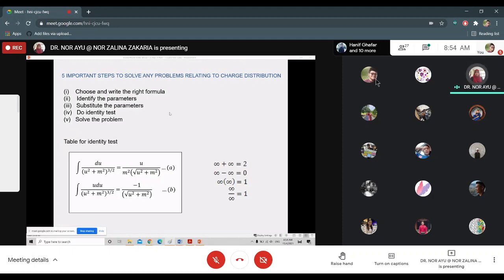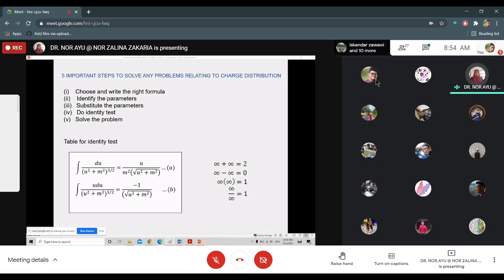So identify the parameters. You know that the equation is E equals the integration of rho L dl over 4 pi epsilon times its direction vector. Okay, so that will be the parameters. You need to know what the distance vector is, what the magnitude is, what rho L is and everything. So that is identifying the parameters.